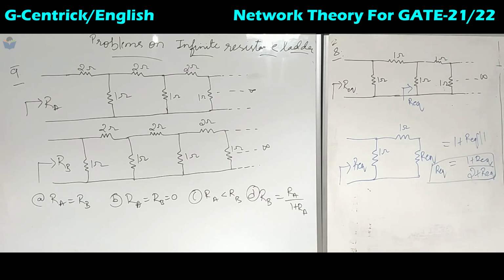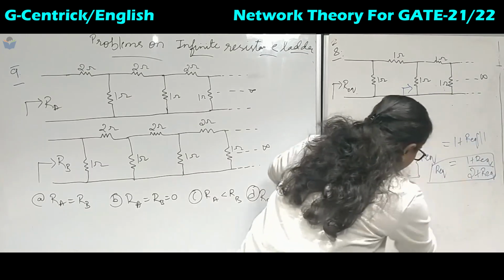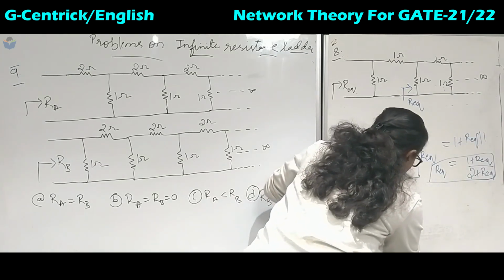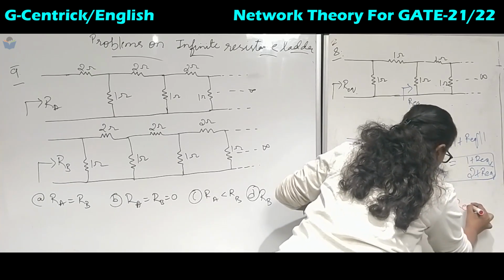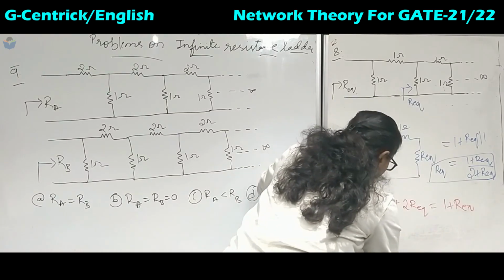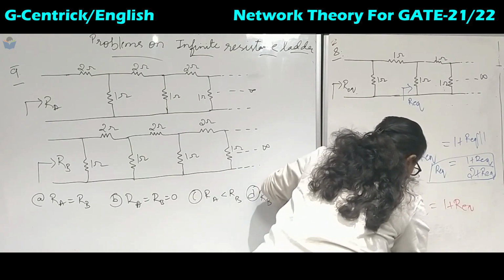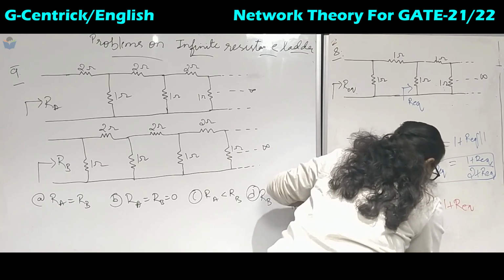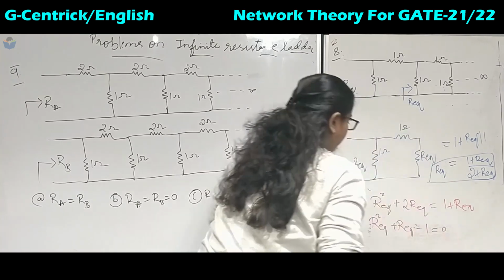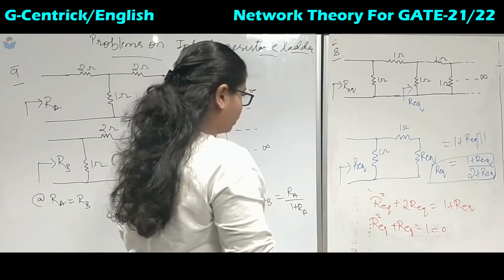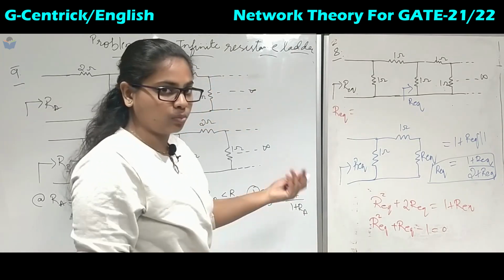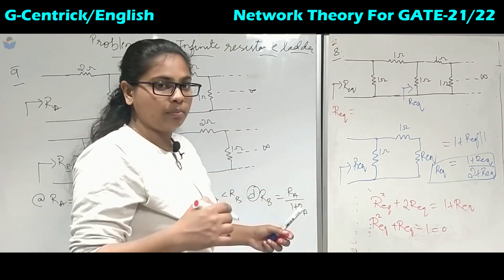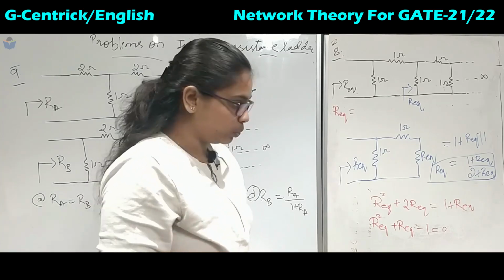Now we need to rearrange these terms, and we will get a quadratic equation. Cross multiplying, it is nothing but R equivalent square plus 2 times R equivalent equals 1 plus R equivalent. If we take it over to the other side, we get R equivalent square plus R equivalent minus 1, which is equal to 0. Using the quadratic equation, R equivalent is equal to, what is the quadratic formula to find the roots? It is minus b plus minus square root of b square minus 4ac over 2a.